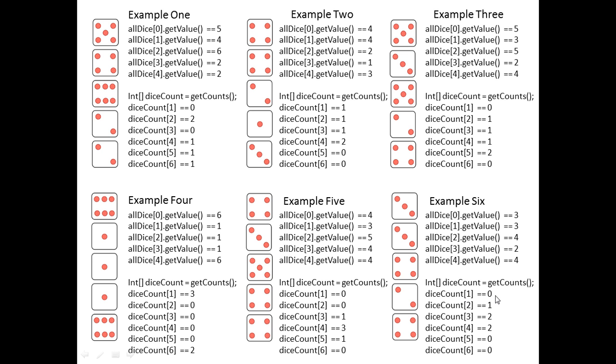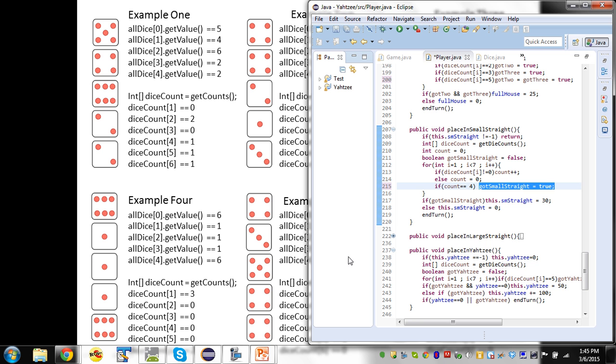Here, count is 0, count goes up to 1, count goes up to 2, count goes up to 3, count goes back to 0, count stays at 0, it never reached 4. We had a 2, 3, 4, but we didn't have a sequence of 4 needed for a small straight. So you get out of the loop, and if you had a small straight, this got small straight variable was set to true.